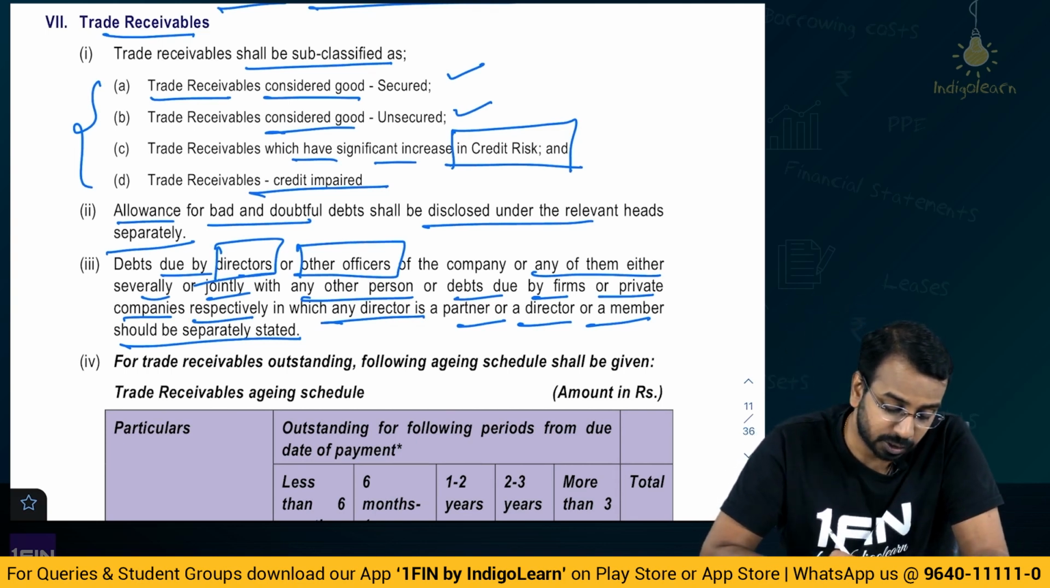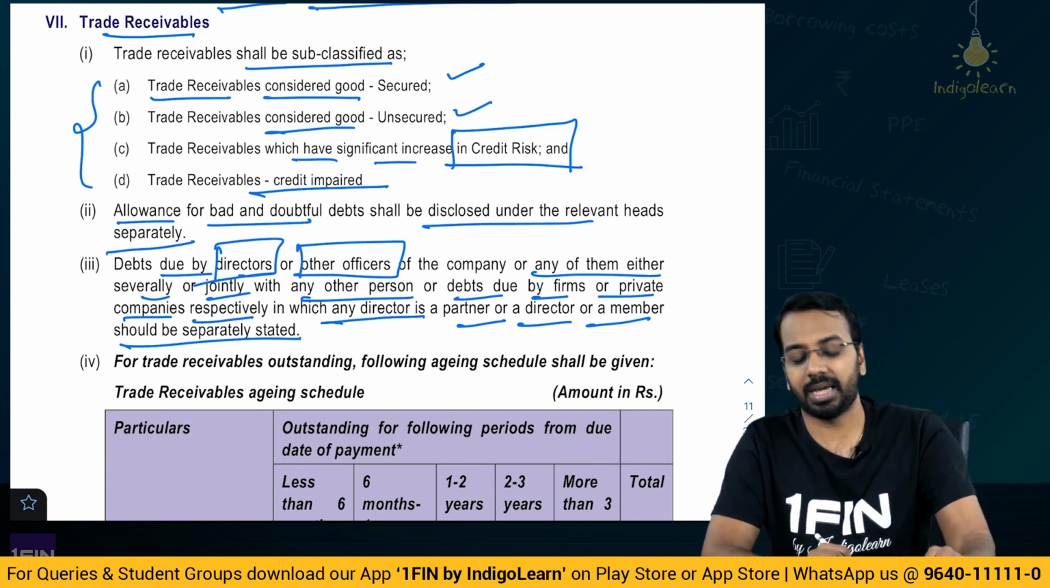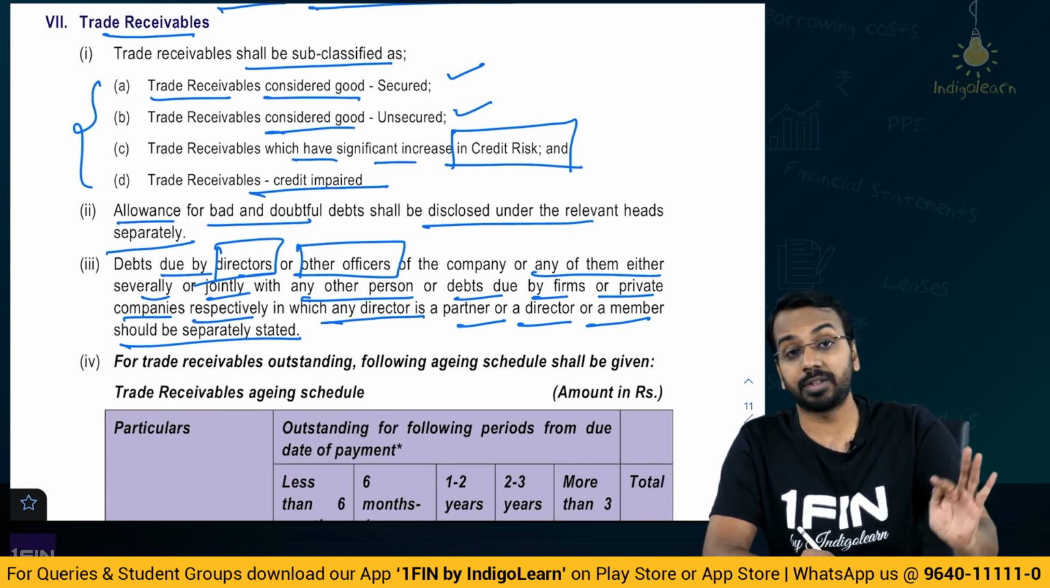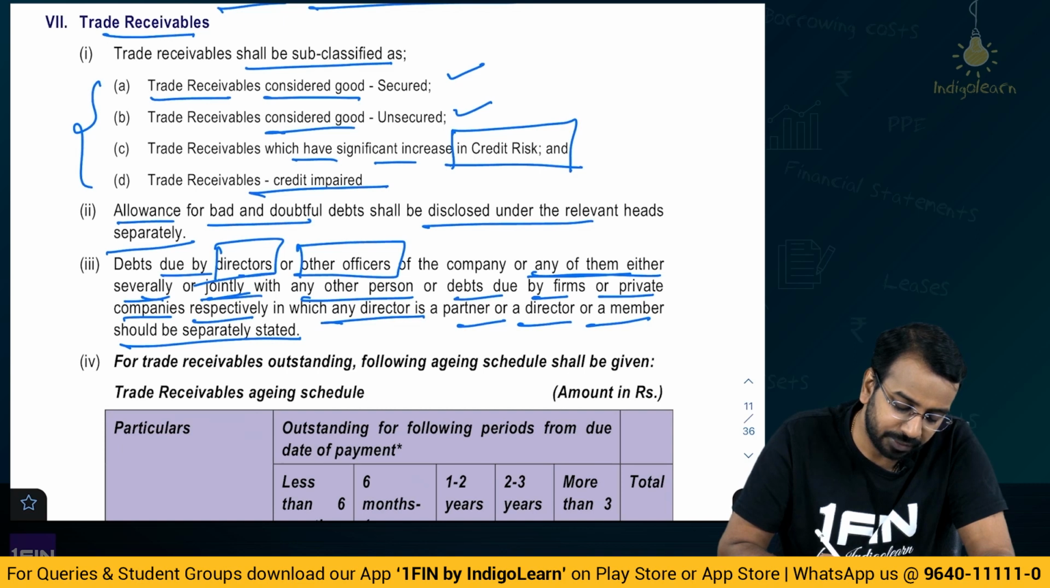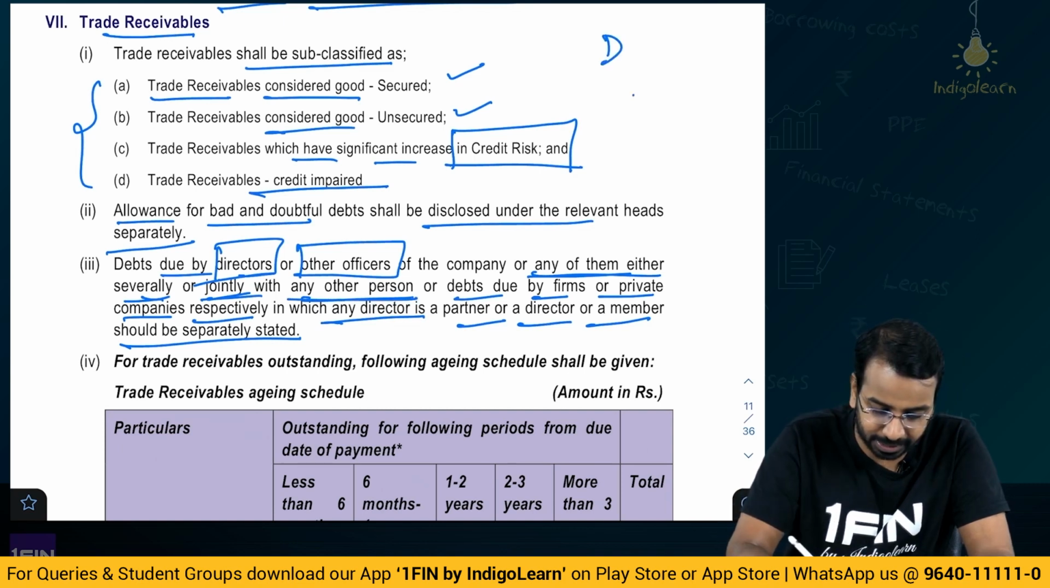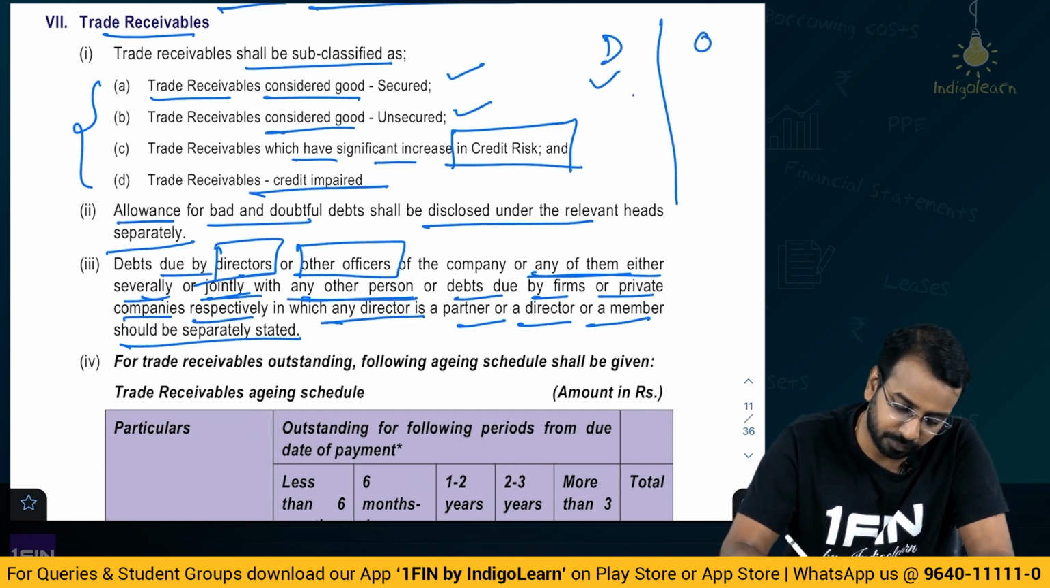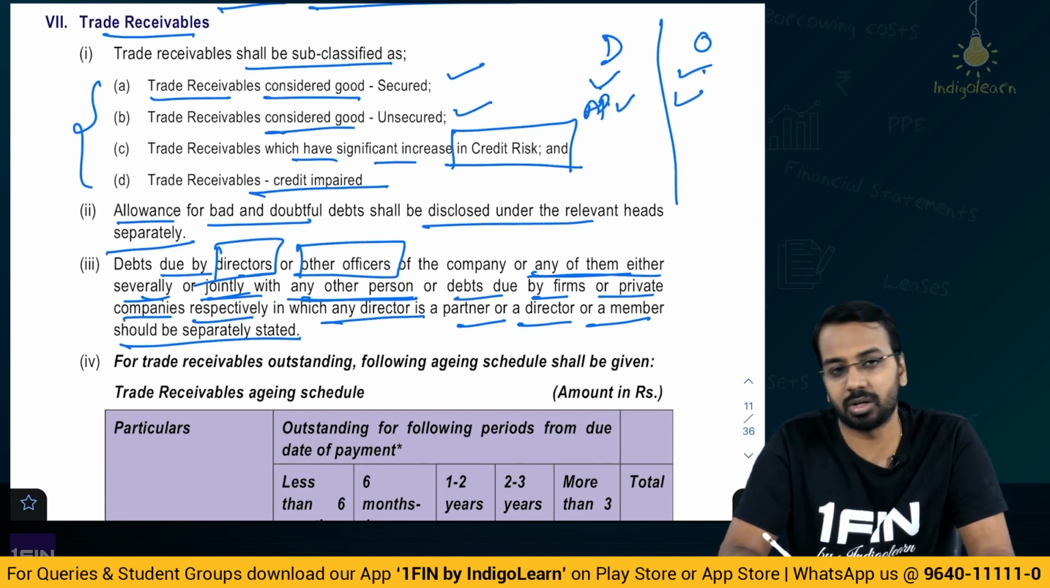Okay. Debts due by directors. So if you have to receive something from the director, disclose. Other officers, disclose. Then any of them either severally or jointly with any other person. So director, officer, okay, this you have to disclose. Then director or officer with another person. So if there is another person, that also you have to disclose.